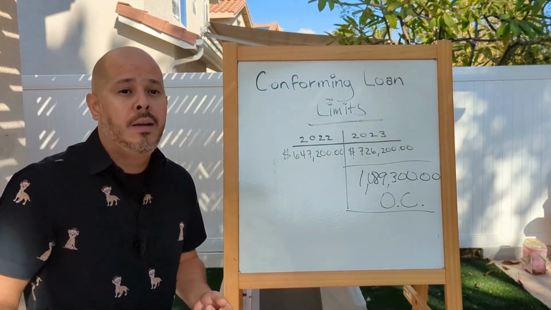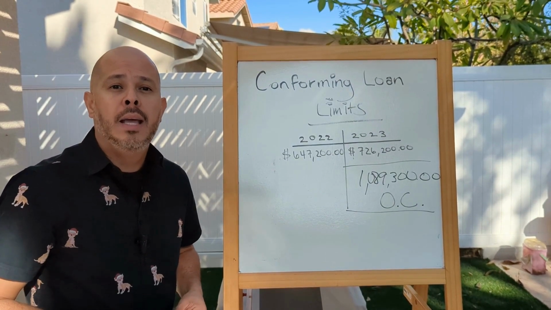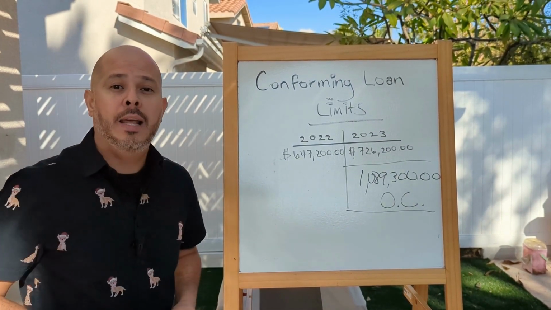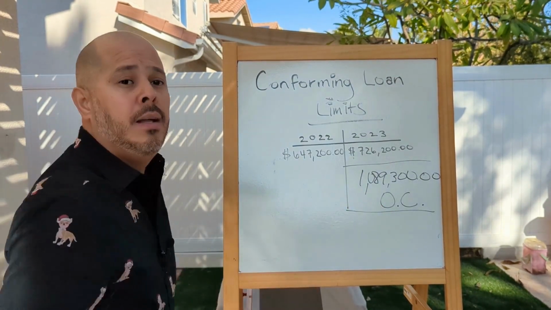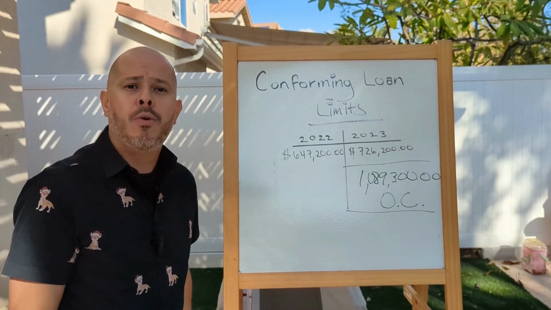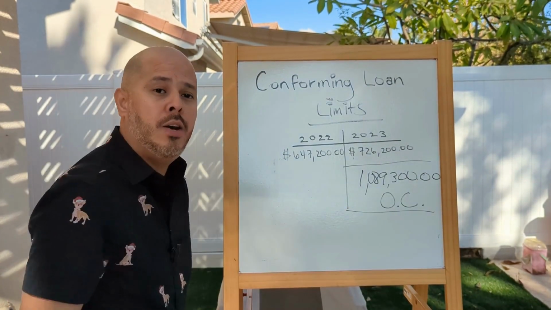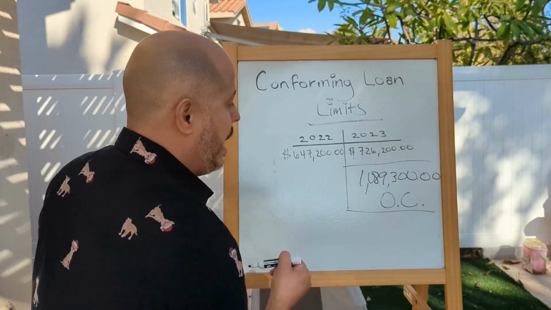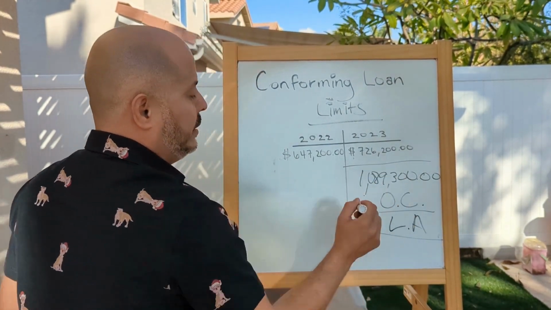Okay, so this is the new loan limit, which is great news for people that are trying to qualify. Home prices, as we know here in California, have shot up dramatically. So they had to adjust these limits in order to meet the demand. So now the maximum loan amount for a conforming and FHA loan is $1,089,300. LA, another county, another high-priced county, gets to enjoy the same amount.